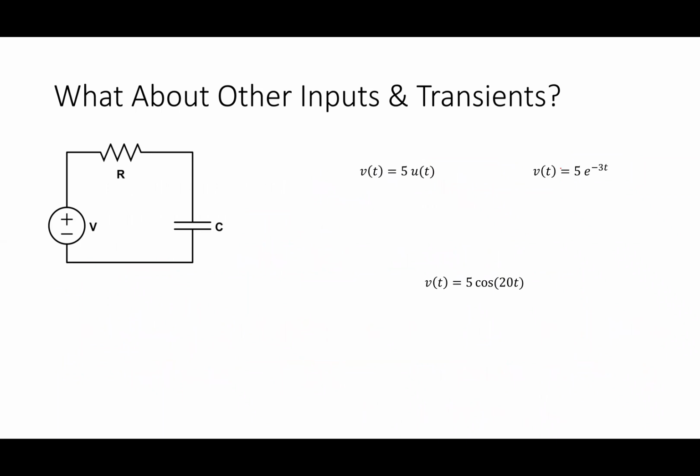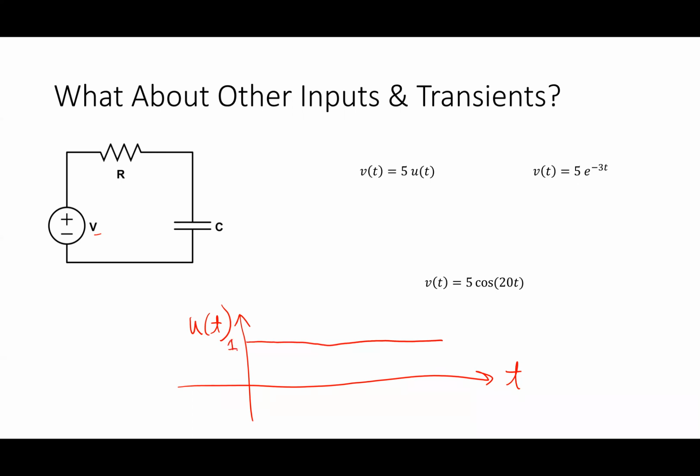We have all kinds of other inputs that might exist, and I gave a couple of examples here. 5 cosine 20t, we know how to deal with that one. 5e to the negative 3t is possible, that could be an input. 5u of t could be an input too. What is u of t? It's the unit step function. It takes a value of 1 for t greater than 0, so 5 times u of t is 5 times that.